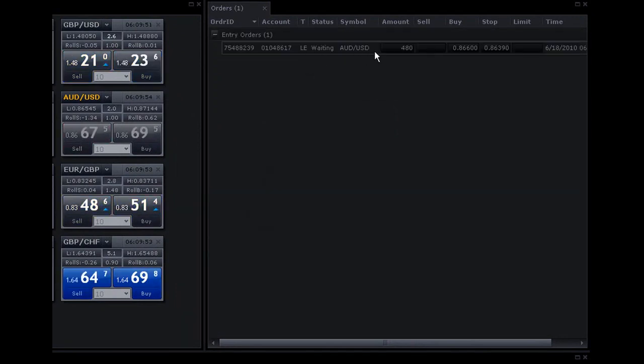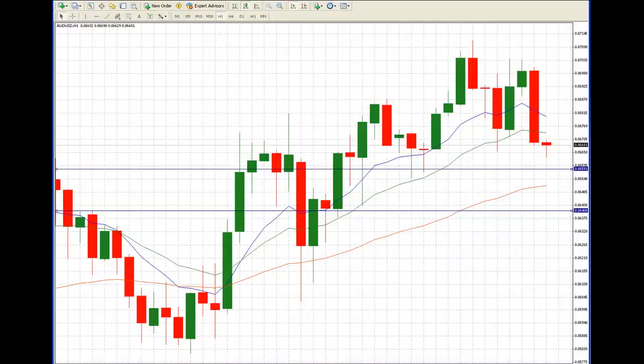And there it is. We're just waiting for 0.8660. And our stop is at 0.8639 if we get triggered into the trade. And currently we are at 6.9 here, so 9 pips away. So let's see what happens. Let's see if we get triggered here. We are on the hourly time frame. And so as you can see, we can do these trades on any time frame.